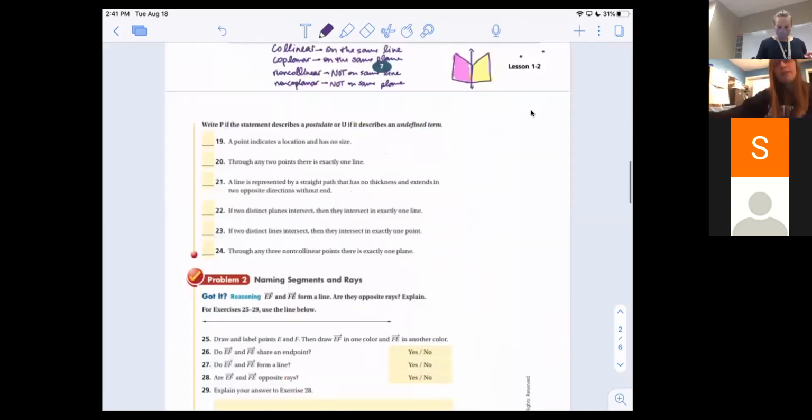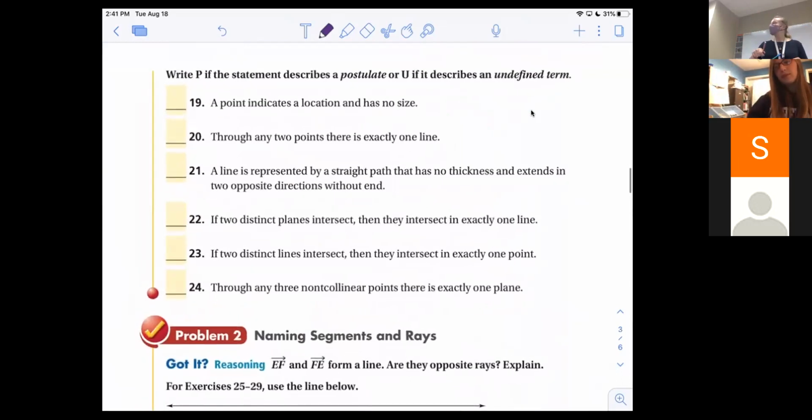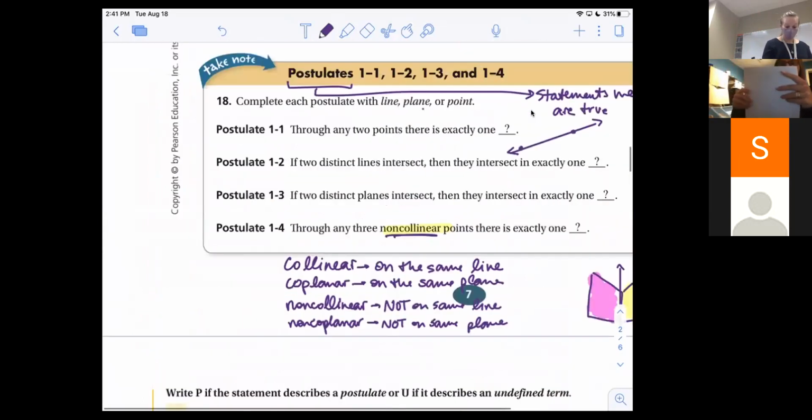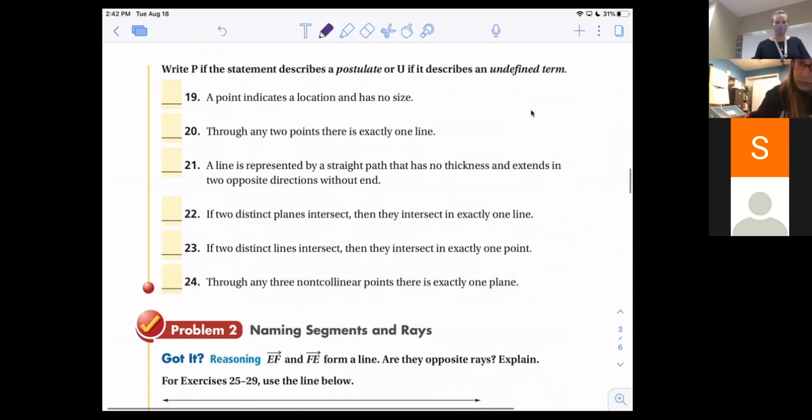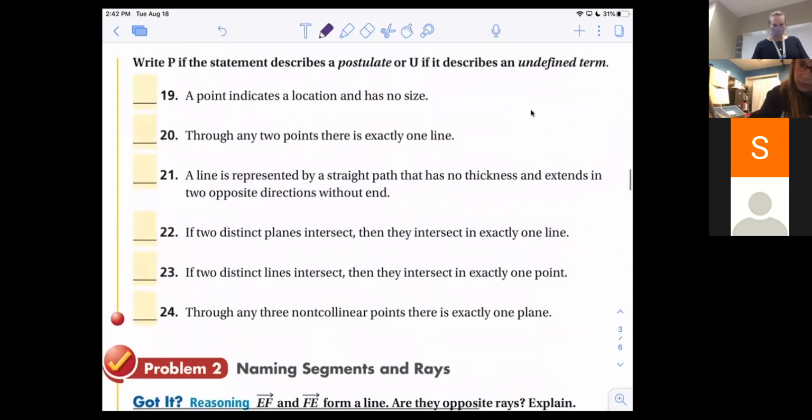The next part says write P if the statement is a postulate, write U if it is an undefined term. So let's decide. Is it a postulate? Hint, we just learned 4 postulates. They will be exactly those 4 on the next slide. If it's not exactly that on the next page, it's not a postulate, it's an undefined term. All right, try that by yourself or with your neighbor. Let's go.